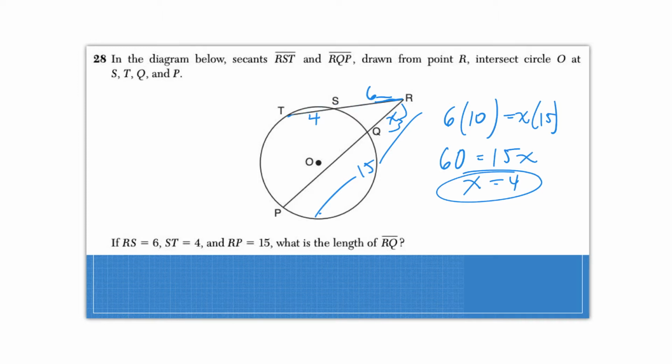And if we just check our work now, when we have x equals 4, 6 times 10 is equal to 4 times 15. So the outer piece times the full secant is equal to the outer piece times the full secant, and it works out, 60 equals 60. And there's your final answer. So again, when the secants intersect outside of the circle, just make sure that you multiply by the full secant and not just the piece on the inside, which is like the 4. We want the whole thing.